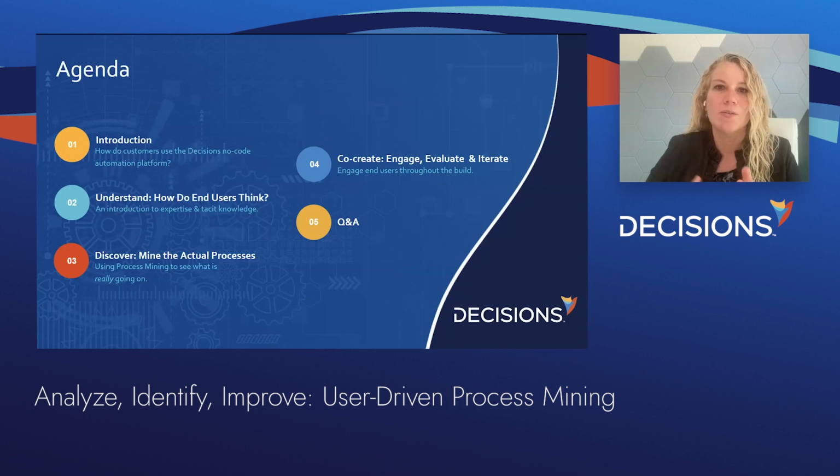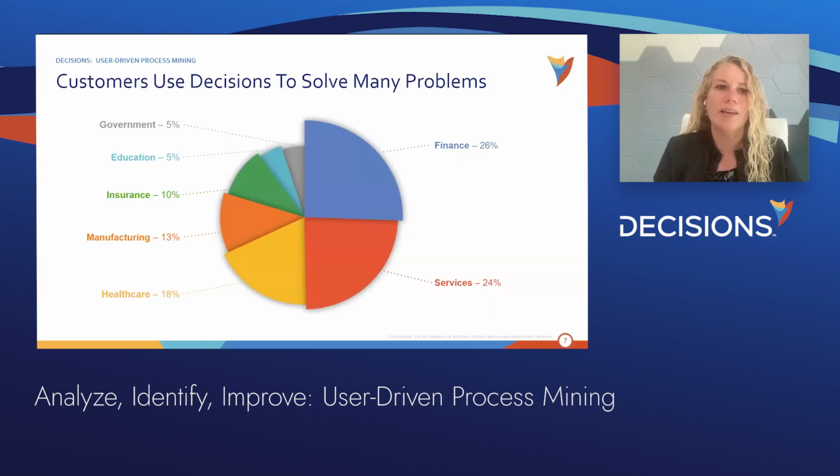Then I'm going to pass things over to Mark, and Mark's going to talk about how to almost bypass those end users, take that initial information that you've gathered by speaking to them directly, and then mine the underlying process to see if it matches up with what they've told you. Then he'll flip it back over to me, and we'll talk just a little bit at the end about how to co-create with those end users. So let's jump right in.